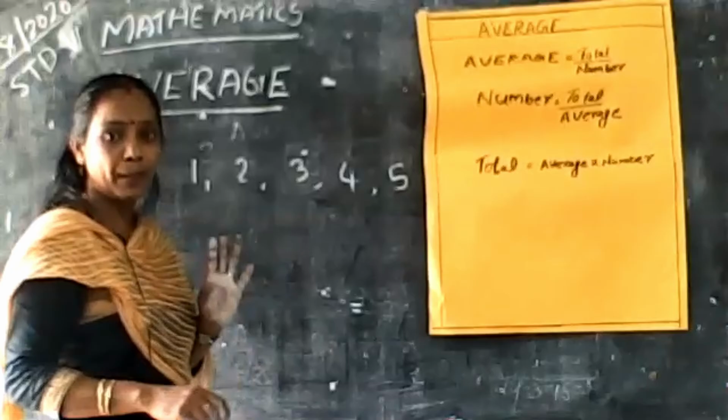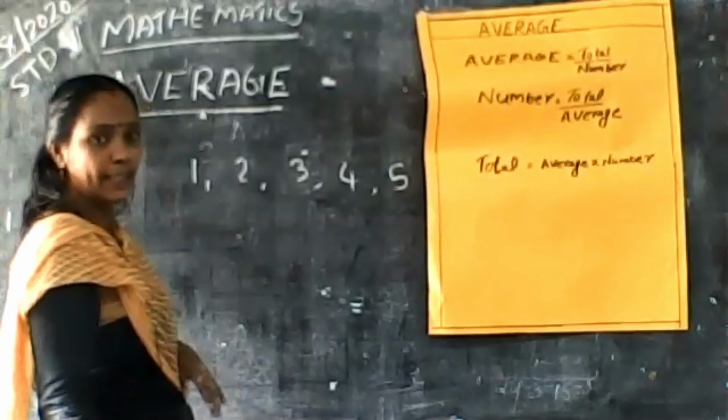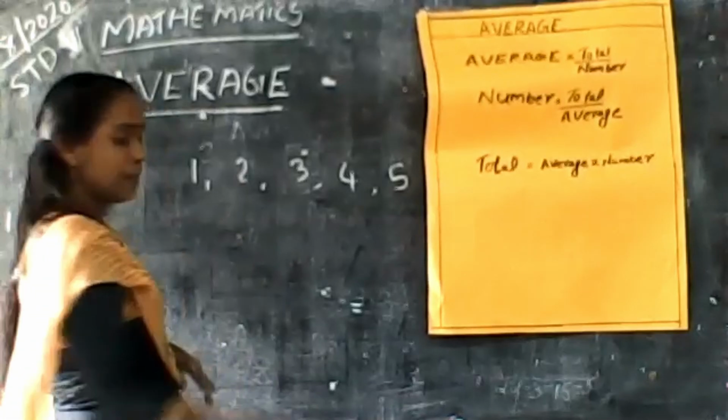1 plus 2 is 3, 3 plus 3 is 6, 6 plus 4 is 10, 10 plus 5 is 15. 15 by how many items? 1, 2, 3, 4, 5. 15 divided by 5. What is the answer? 3. 3 is the middle number. Average and middle number are equal.